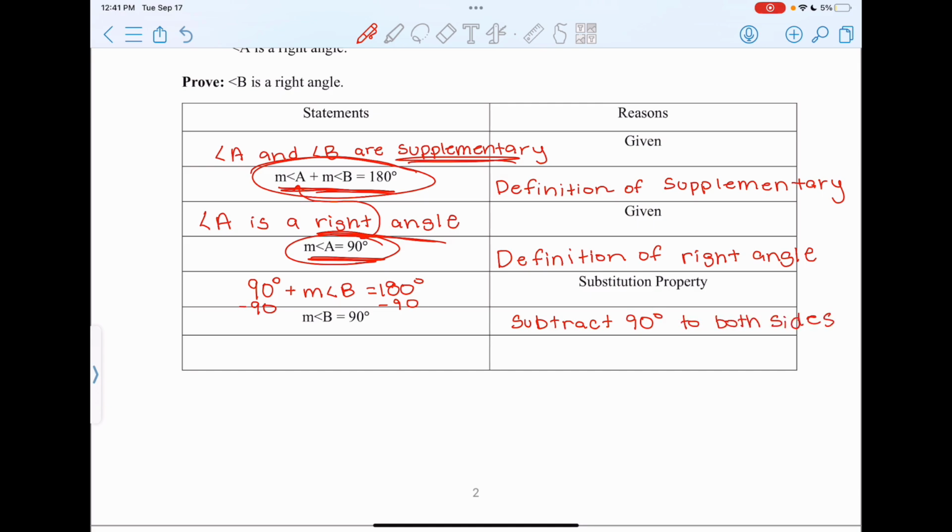And remember, I am trying to prove that angle B is a right angle. Well, since I proved that the measure of angle B is 90 degrees, that must mean that B is a right angle, because that's the definition of a right angle, an angle measuring 90 degrees.